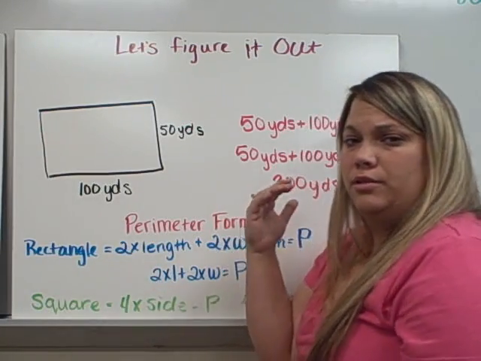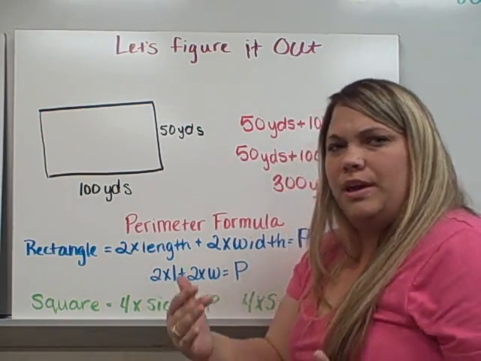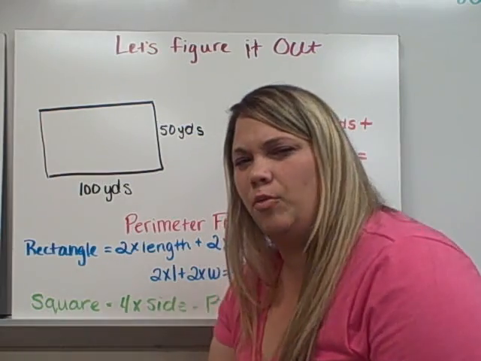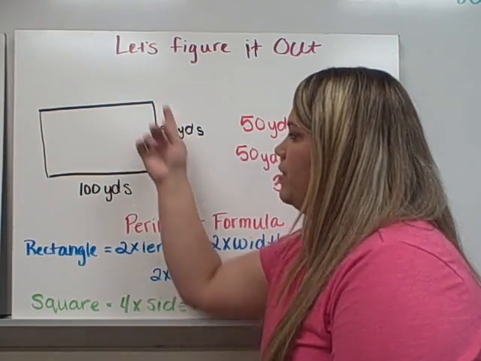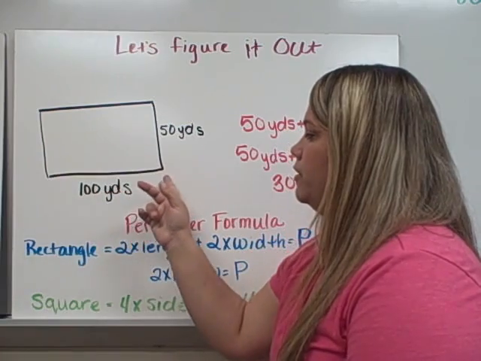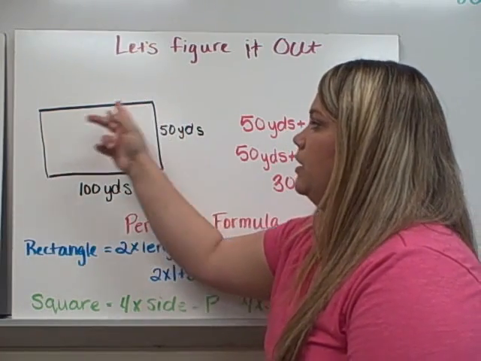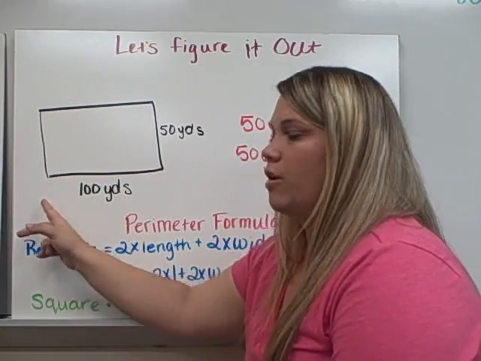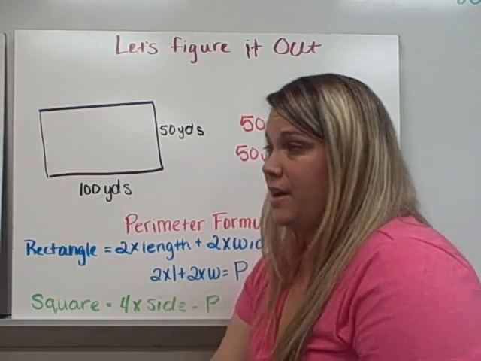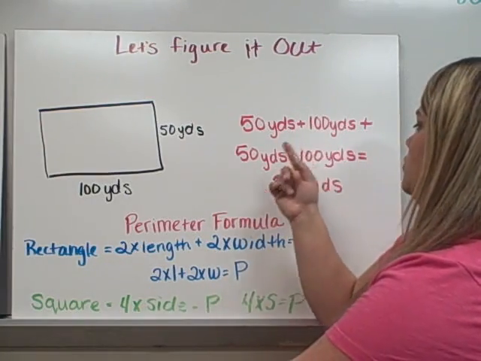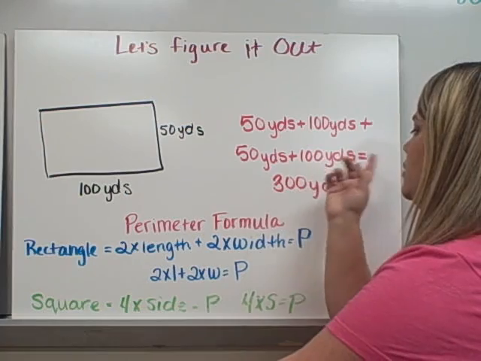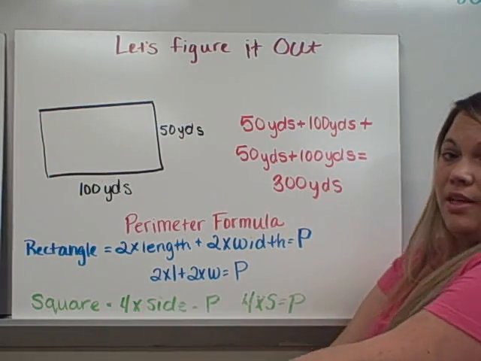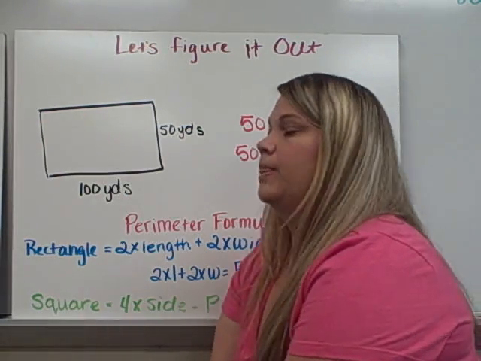Well, there's a more complicated way that may seem easier, but it really takes a lot more work. We could add up all the sides. So if I'm walking, I walk 100 yards, then I walk 50, then I walk 100, then I walk 50. And I could add all of that up, which would be 50 plus 100 plus 50 plus 100. And I could add all that together and get 300 yards.